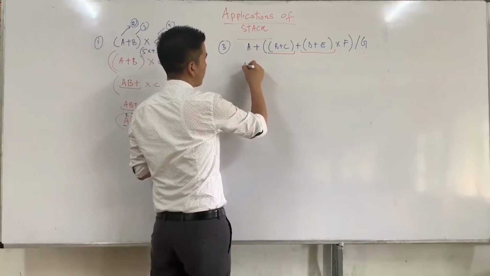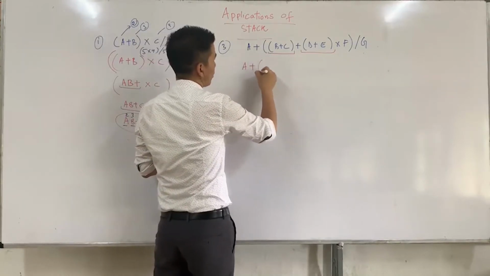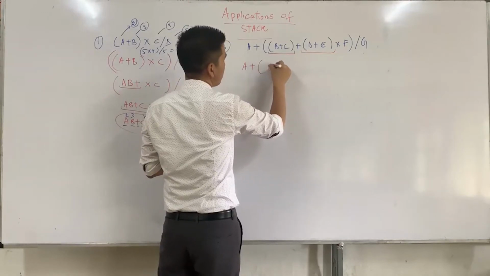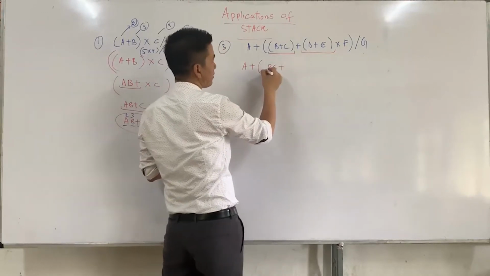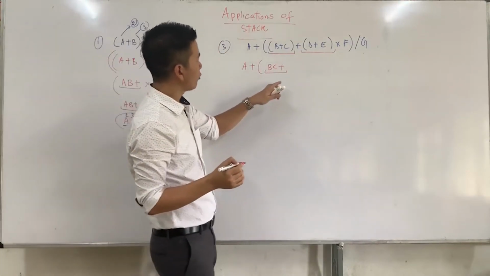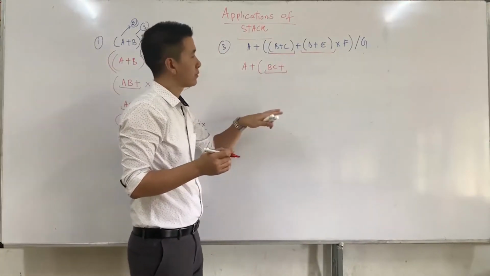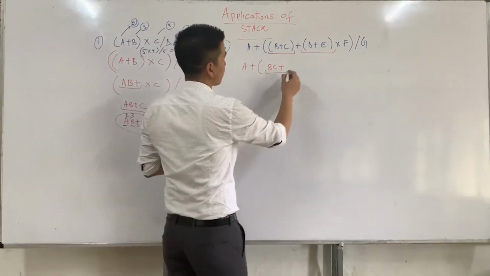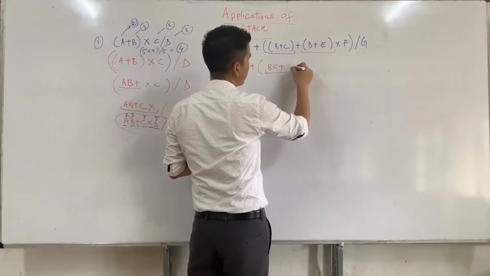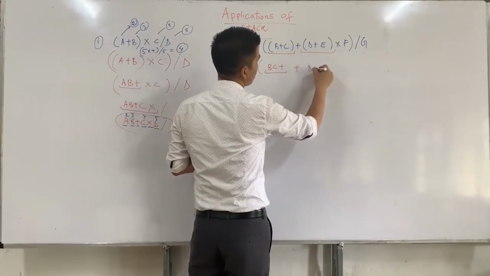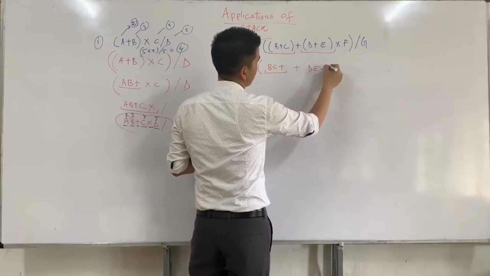So without using braces, evaluate this. So B plus C will change to BC plus. But make it a point to just mark this so that you don't get confused. This plus, between the operator and the operand. And then you have this plus sign, and then this D plus E will have to be changed to DE plus.